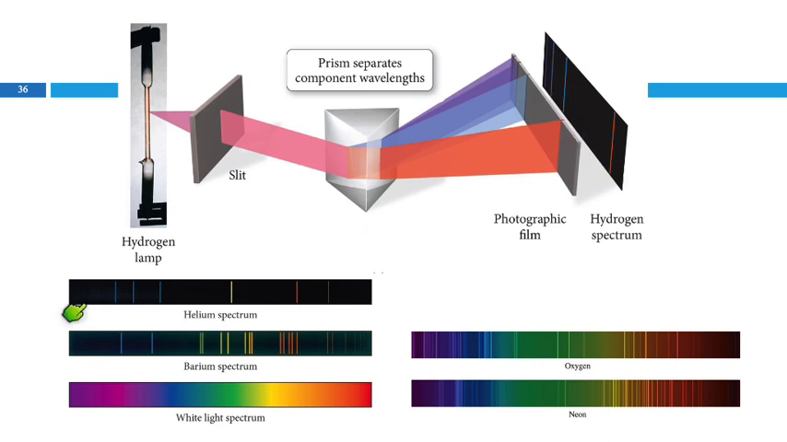This is helium and barium. This is what you expect to see with sunlight. For oxygen and neon, which are more complicated, you're going to have a lot more lines present.